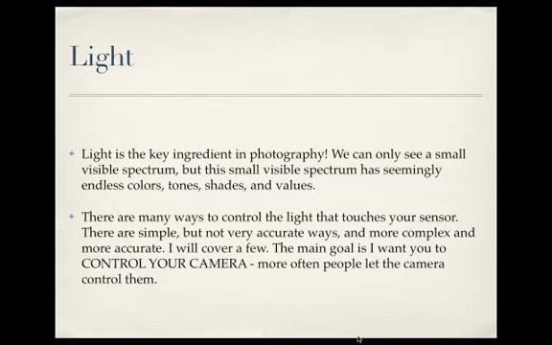Light. Light's a key ingredient in photography. We can only see a small visible spectrum, but this visible spectrum has seemingly endless colors, tones, shades, and values. And this is what we, as photographers, are constantly trying to capture and want to get as rich and real as possible. There are many ways to control the light that touches your sensor. There are simple ways, but they're not very accurate, and then there are more complex ways that are more accurate, and I'm going to cover a few.